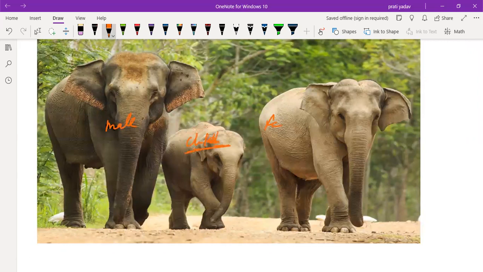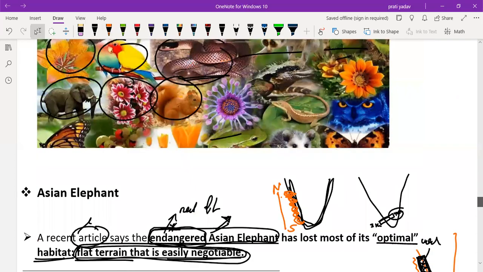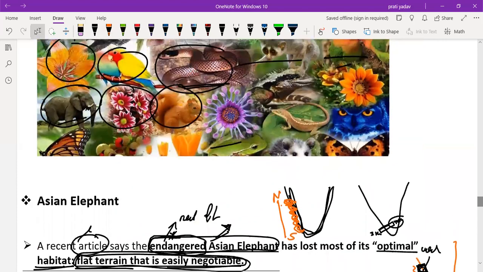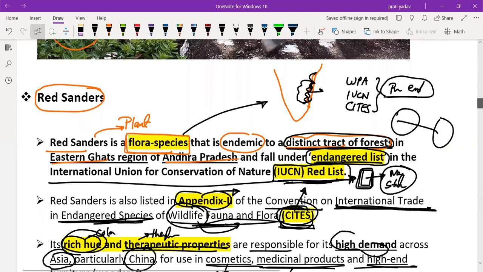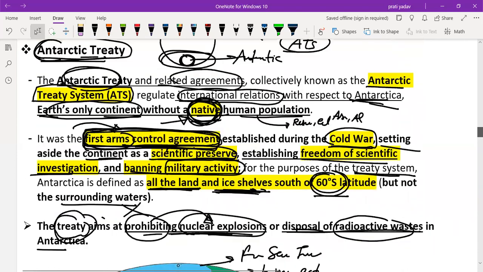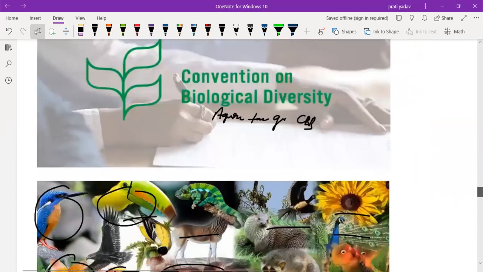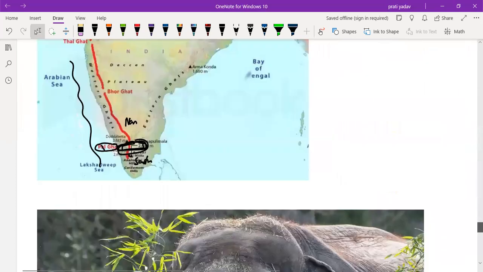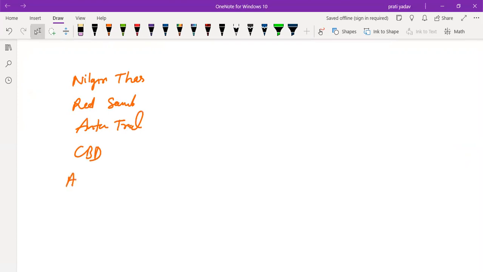Now let's move on. I think this is the end of this environment, ecology, and biodiversity topic. In this discussion video, we talked about 5 important topics. First one is Nilgiri Tahr. Look at the picture. Second one is red sanders. Then the Antarctic Treaty. Look at the picture of Antarctica. Then the Convention on Biological Diversity (CBD). Look at the different biodiversity. Next one is the Asian elephant. So the 5 important topics are Nilgiri Tahr, Red Sanders, Antarctic Treaty, CBD, and Asian elephant.